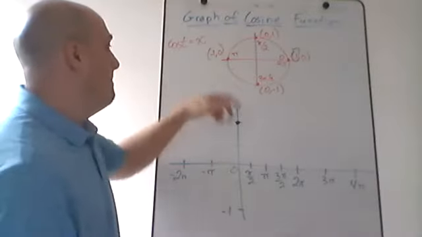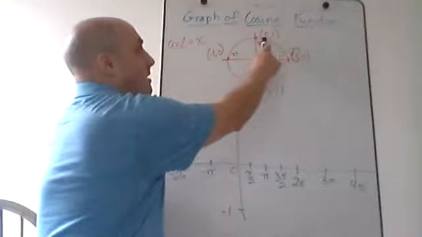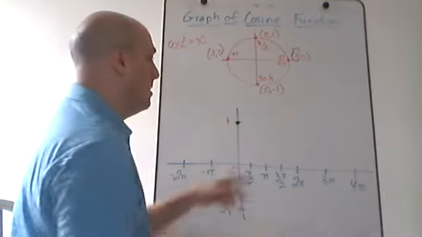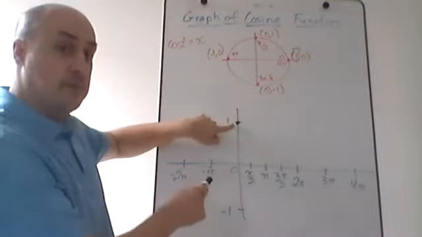So basically when I'm graphing the cosine function, I'm moving around the unit circle and plotting all the x-coordinates. At a t value of 0, my x-coordinate is 1, so I plot the y value of 1.